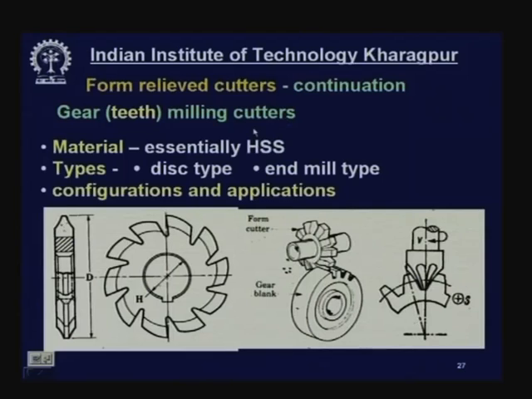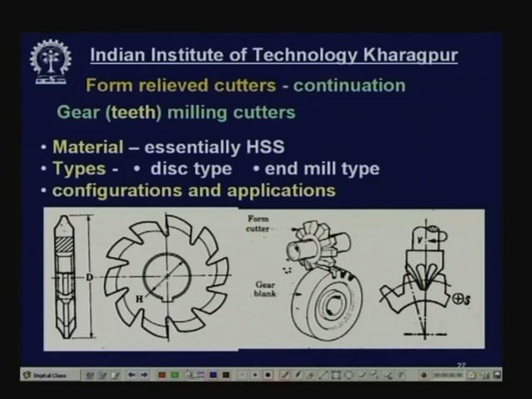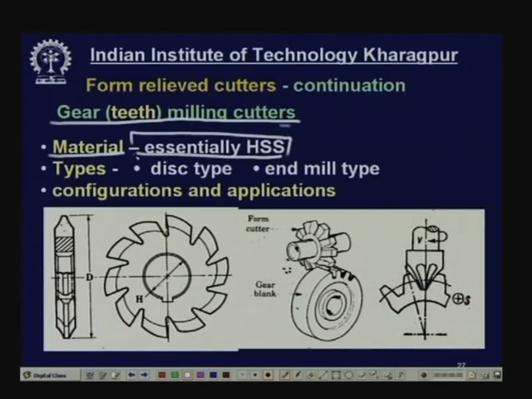Next is gear milling cutters, a very common type of form milling cutters. Gear milling cutters, so we call gear teeth milling cutters. What is the material? Again it is a form cutter, essentially high speed steel. Very rarely are gear milling cutters made of carbides. Only in case of very small module gears or small size gears, small cutters are required, and these cutters are made of solid carbide. Otherwise, these are made of high speed steel.